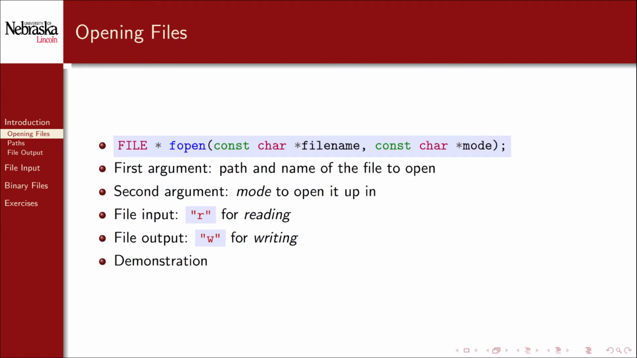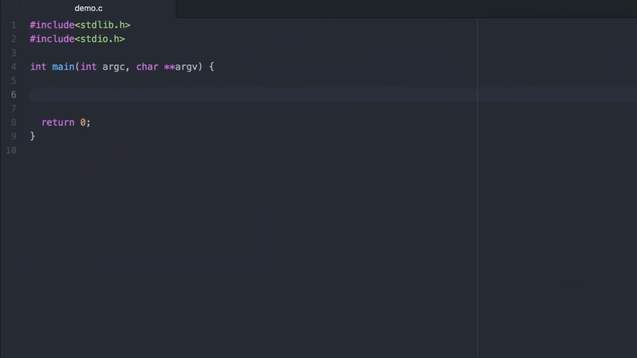Let's demonstrate. First, let's open up a file, data.txt, in the current directory for reading. We provide the file name, along with r, the mode. If we wanted to open up the same file for writing, we would instead do the following.